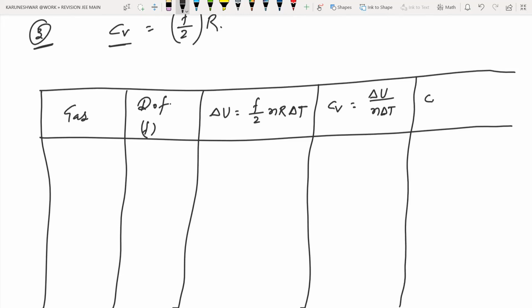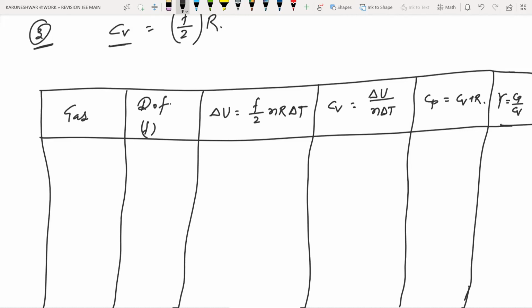And then we have the Cp value. We know that it is Cv plus R. And then we have the gamma value. Gamma is nothing but Cp divided by Cv. That will be gamma. One by one, we can see this here.